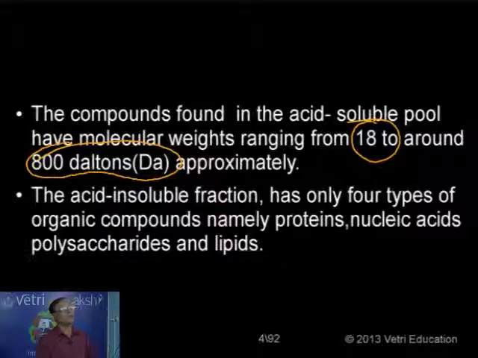One, the polysaccharides or carbohydrates. Two, the proteins. The third one, the lipids. And finally, we have the nucleic acids. So only these four components are being retained in the filtrate, that is, they are not being filtered. They are considered as the macromolecular fraction, or we can simply say the acid insoluble fraction.